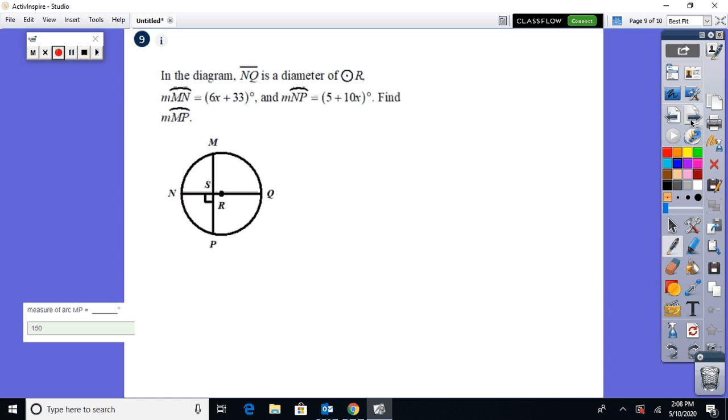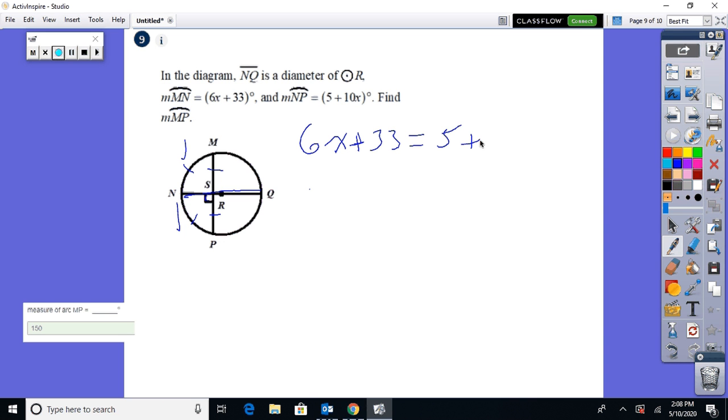Number 9, in the diagram, NQ is a diameter, MN, so they give me that arc, and they give me NP, and again, I know that it's a diameter, and it's going to be perpendicular to a chord, so therefore it cuts the chord in half, which also cuts the arc in half. So I can set these equal to each other. They can't get real creative with these questions, guys, because it's the same thing over and over.